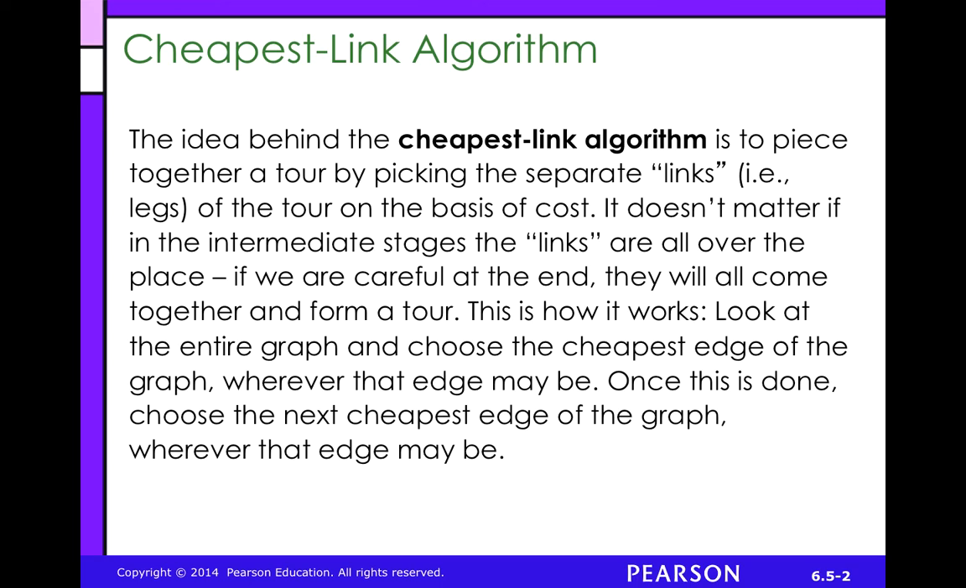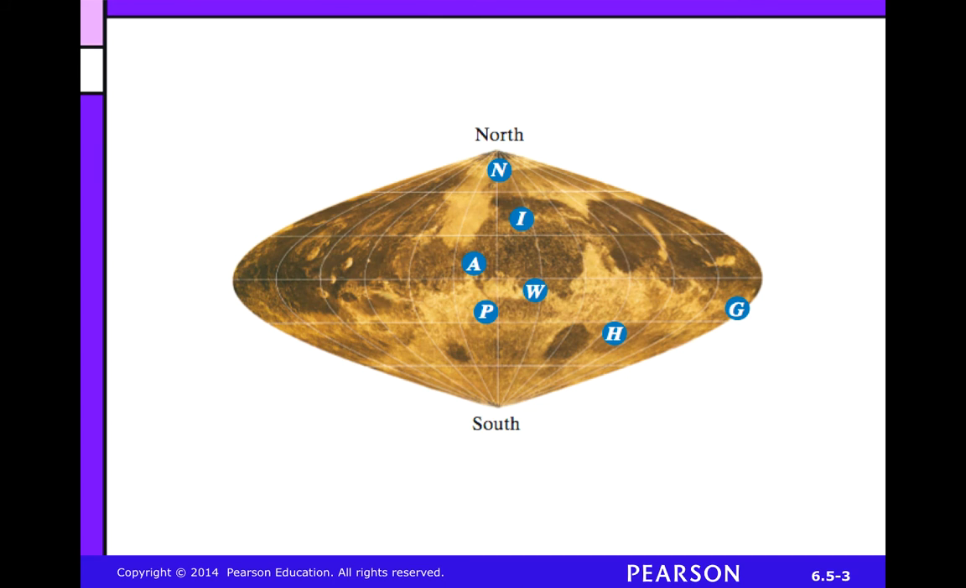So this is how it works. You look at the entire graph and choose the cheapest edge of the graph, wherever that edge may be. Once this is done, choose the next cheapest edge of the graph, whatever that may be, and so on. You can't just do this though, you have to follow some rules that we will explore later. But this slide without context I think makes very little sense. So let's explore this idea in an informal example.